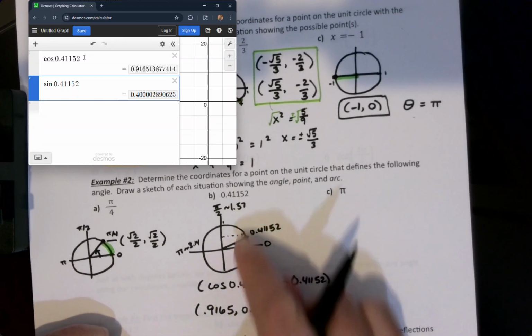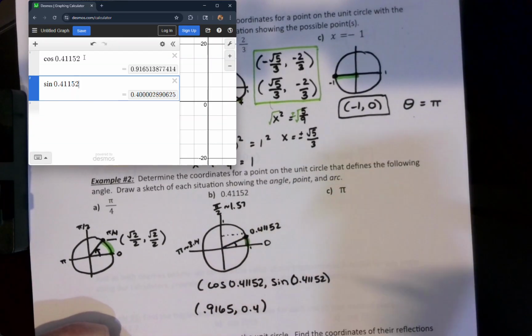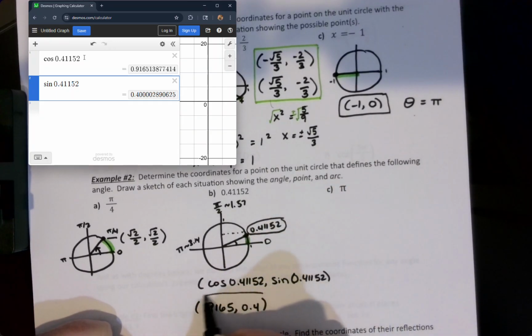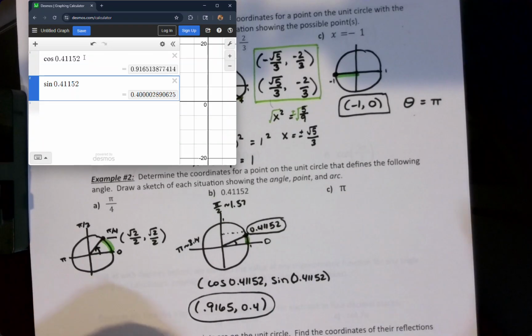We'll just not write it up there. There's just not a lot of space. So that's the angle. This is the point. Okay. So we've got ourselves the angle. We've got ourselves the ordered pair, and we've drawn it.